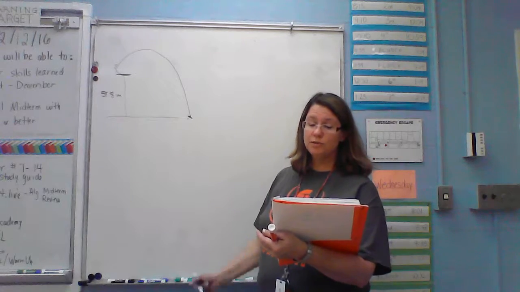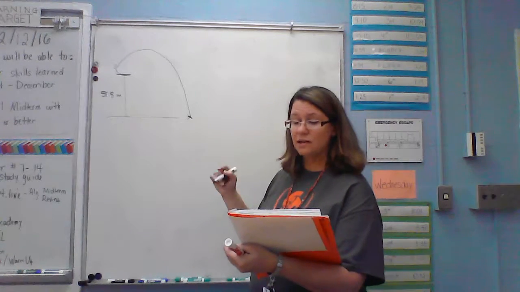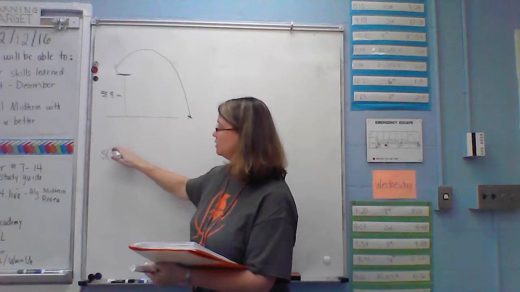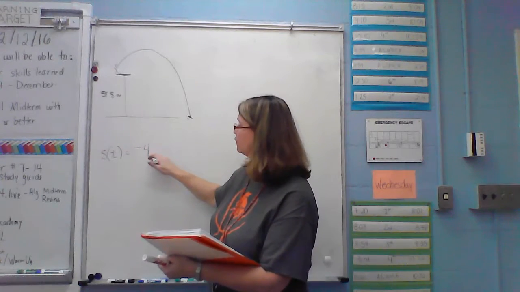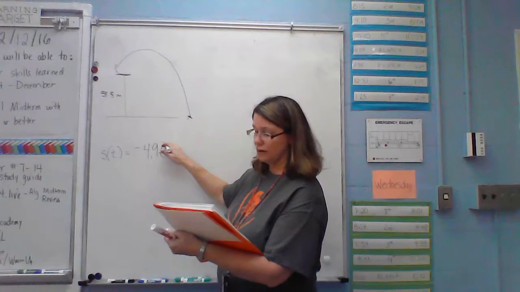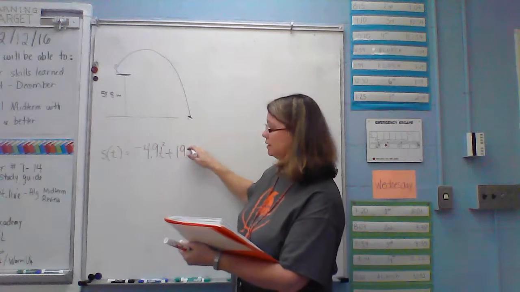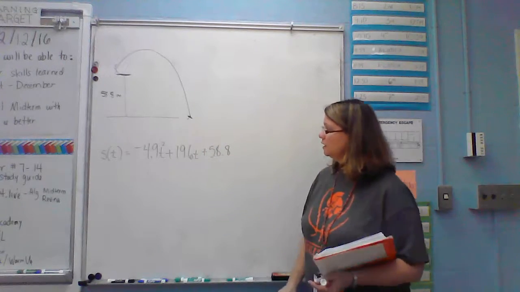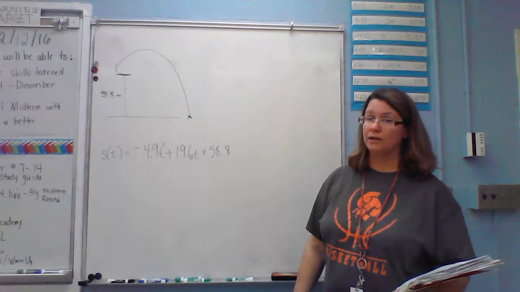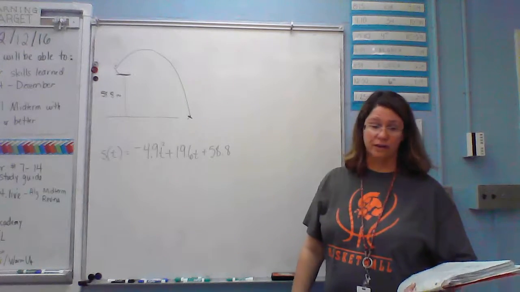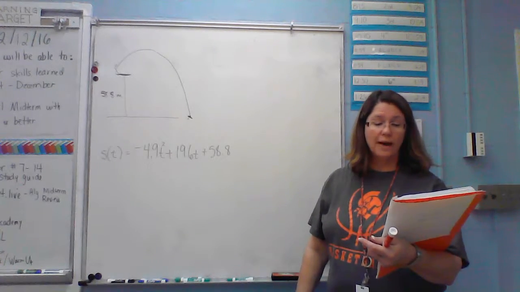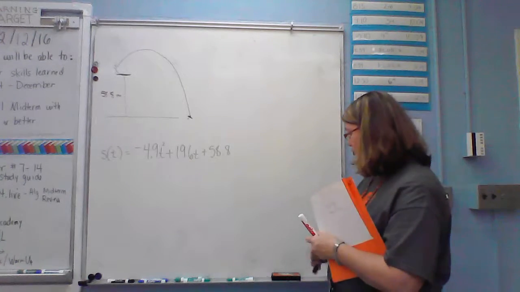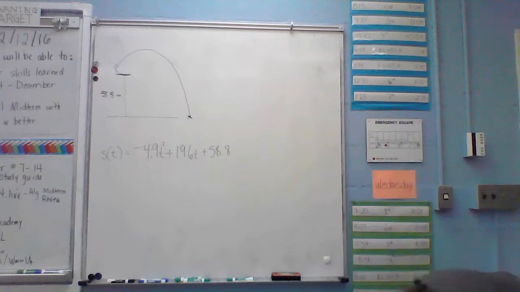The equation for the object's height, s, at time t is the following: the function s of t equals negative 4.9t squared plus 19.6t plus 58.8. At this point I'm hoping you have a calculator because these decimals are not going to be fun. So here's our objective: when does the object strike the ground?